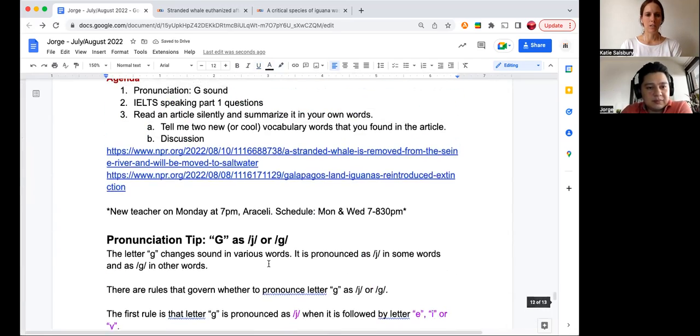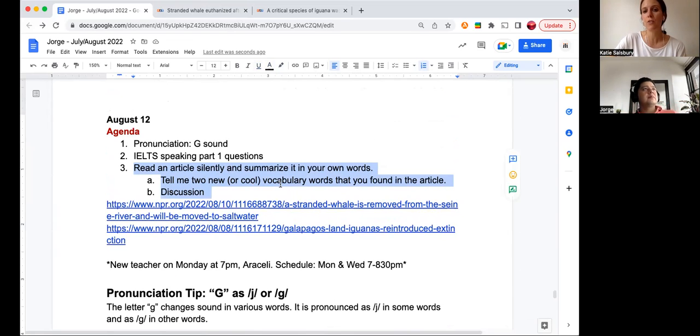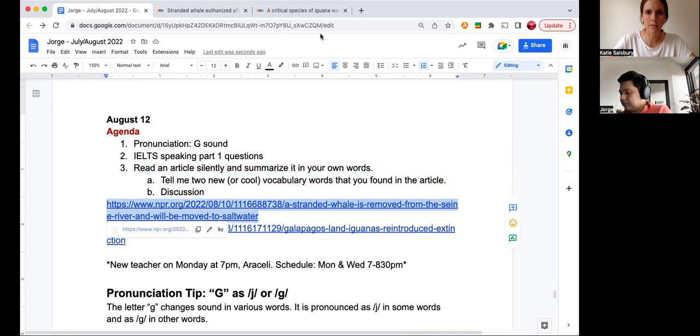Okay, so let's see. I have a link to these articles here. Today we're going to do what we talked about. We did this once before, where you read a short article silently and then summarize it in your own words. You might take some notes. Also, maybe you can identify some new or interesting vocabulary words that you find in the article. And then we'll talk about it. So here is the first article. I'll pass you the link.